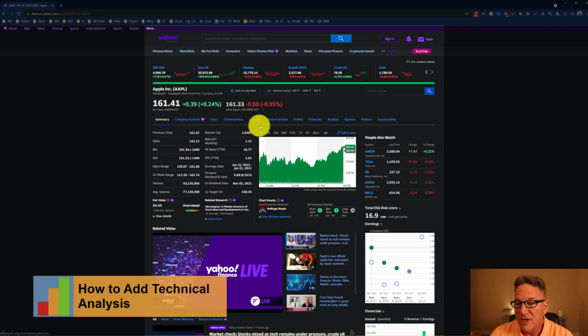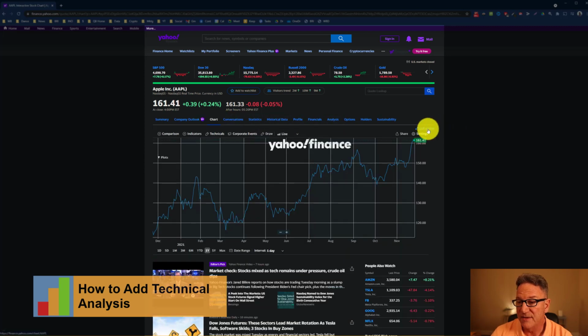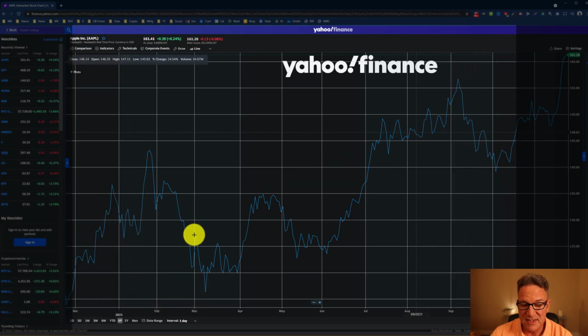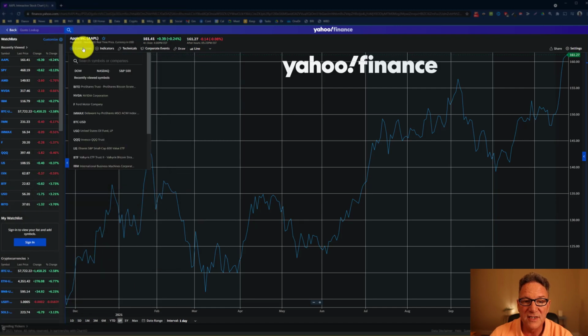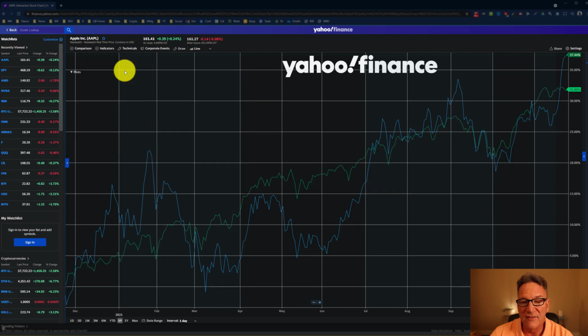So let's go over here and click on chart, and then let's click on full screen and wait for that to load. So what this is, if you look down here, is a 1 year price chart for Yahoo Finance. So if I was really thinking seriously about owning Apple stock from a technical perspective, I would go up here to comparison and click on the broader market, which is the S&P 500.